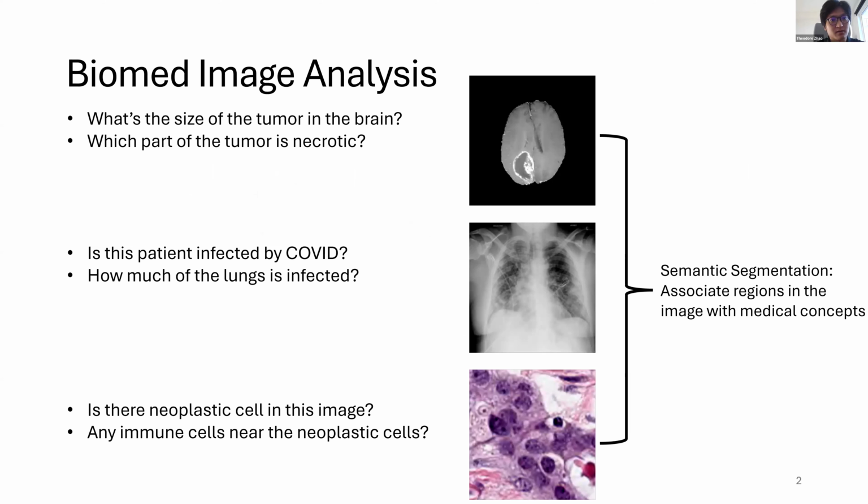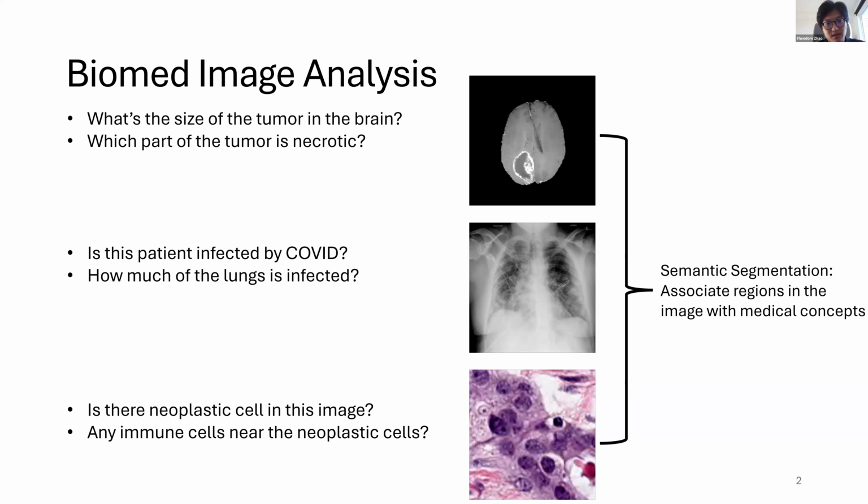So this slide is an overview of biomedical image analysis. For biomedical images, there are a lot of questions that we care about. For example, in this MRI, we care about the size of the tumor in the brain and what part of the tumor is necrotic. In this X-ray scan, we care about whether the patient is infected and how much of the lung is infected. And in very different pathological slides, we also care about whether there are any neoplastic cells in this image, and whether there are any immune cells near the neoplastic cells.